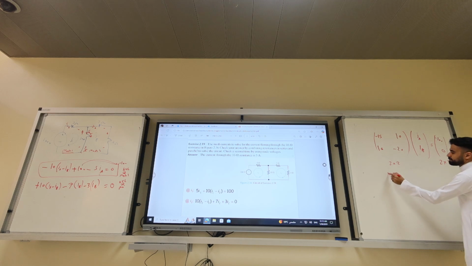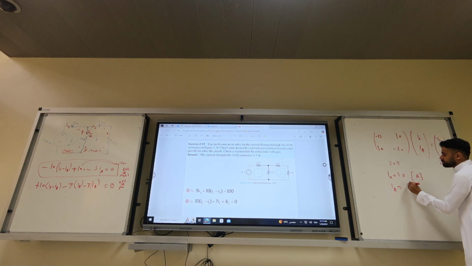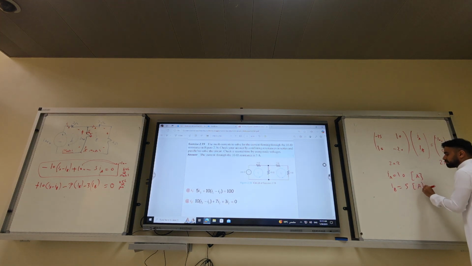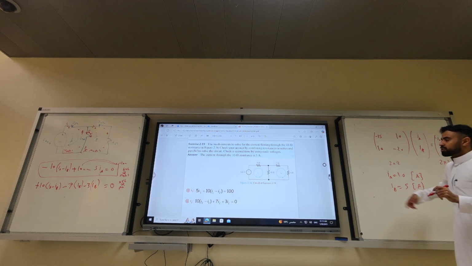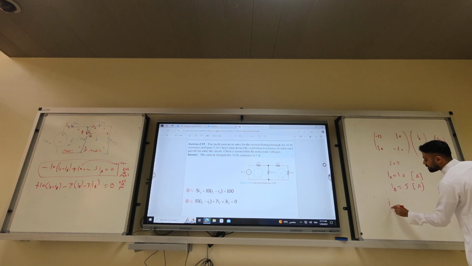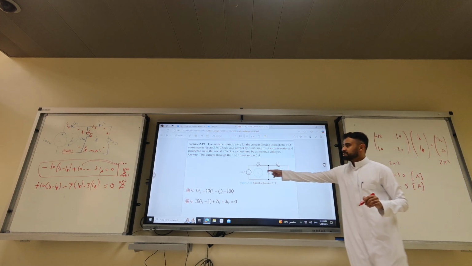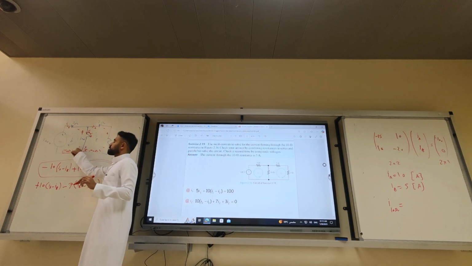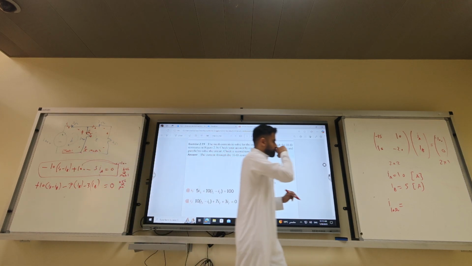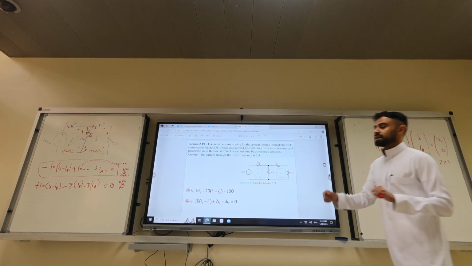What is IA? 10. It's the unit. IB is 5. So what's the current that goes through the 10 ohm resistor? Reference downward. Yes. So what's the current? 10 minus 5, 5 amps. Get it? Yes. Any question about exercise 2.19?